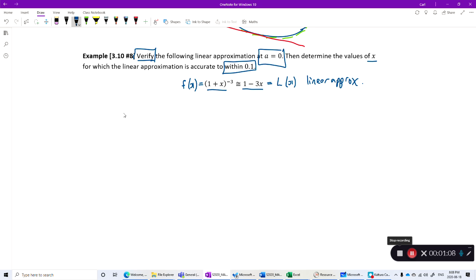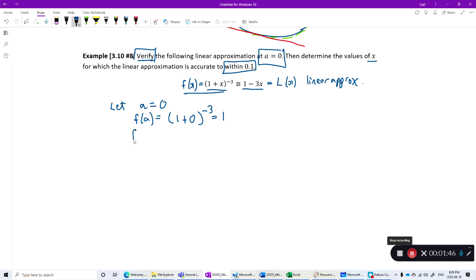Okay, so let's start with this function. And here's our function. What does this graph look like? It's hard to say. Let's not worry about that. What we're going to do is start with letting a equal 0. That's where we need the linear approximation. So let's do an easy one first. What is f of a? f of a would be 1 plus 0 to the power of -3, which is 1.